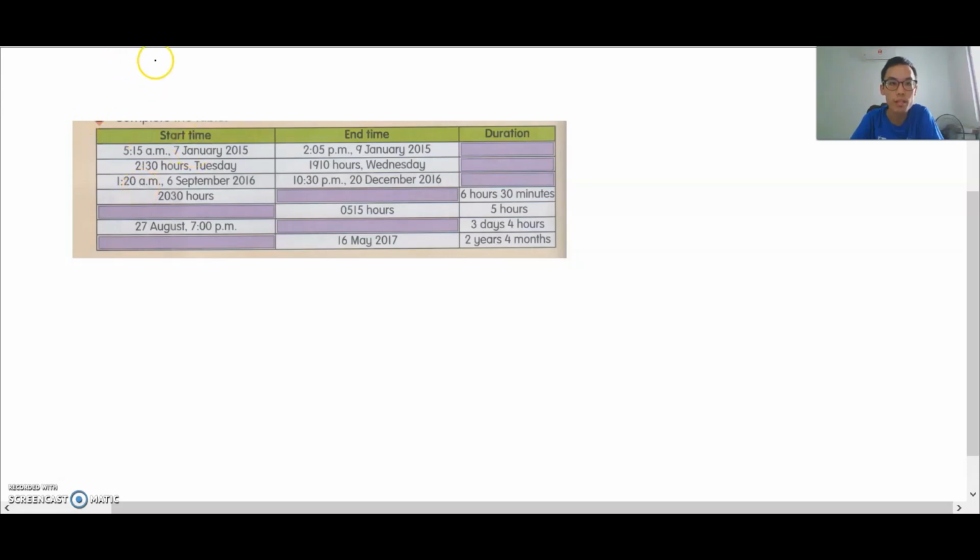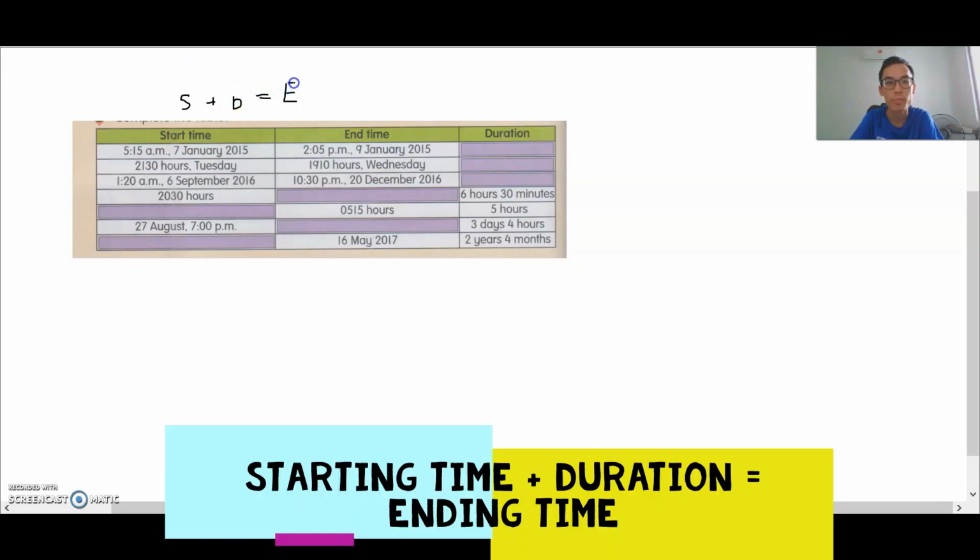Okay, here you are given the starting time, end time, and the duration. Starting time plus the duration, we get the end time. You must remember this formula. Masa mula tambah tempo sama dengan masa tamat.